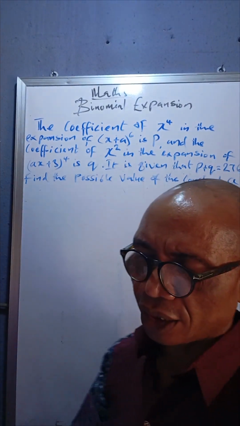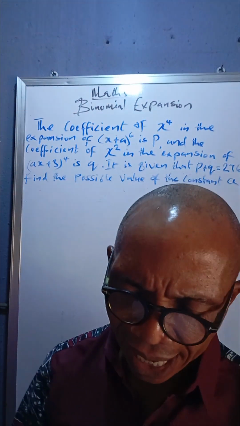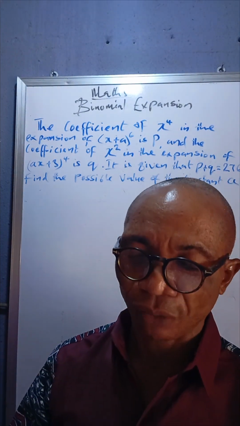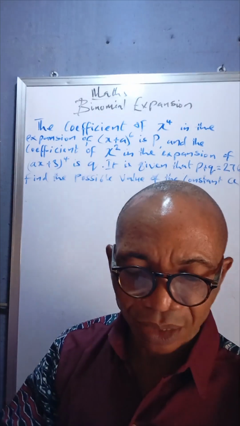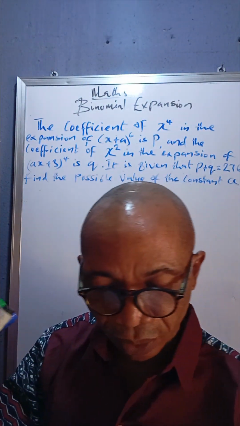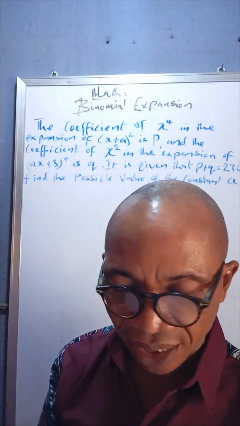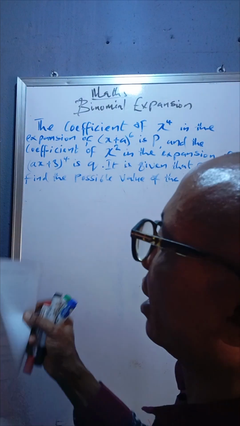It says the coefficient of x raised to the power 4 in the expansion of (x + a) raised to the power 6 is p, and the coefficient of x squared in the expansion of (ax + 3) raised to the power 4 is q. It is given that p plus q is 276. Find the possible value of the constant a.